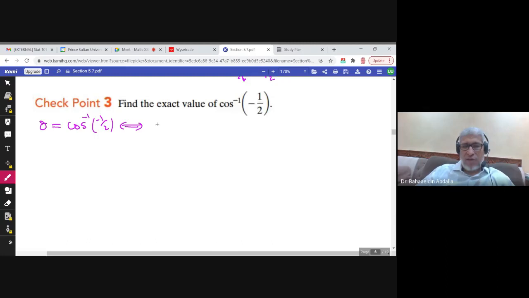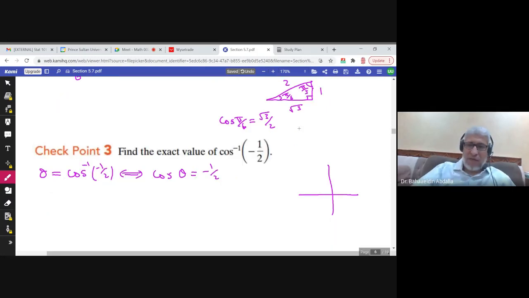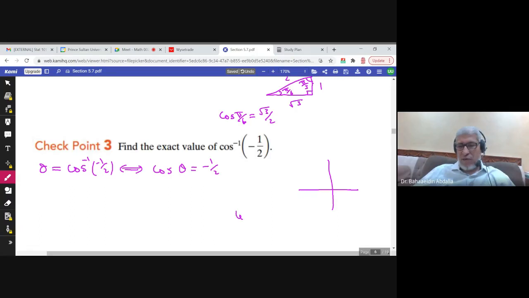And then using the definition, this means that cosine theta is negative half. Again, the cosine is negative, so theta would be in the second quadrant. Now, which angle has cosine theta? From this triangle, you see that cosine pi over 3 is half. So we know that cosine pi over 3 is half, but our angle theta, its cosine is negative half.